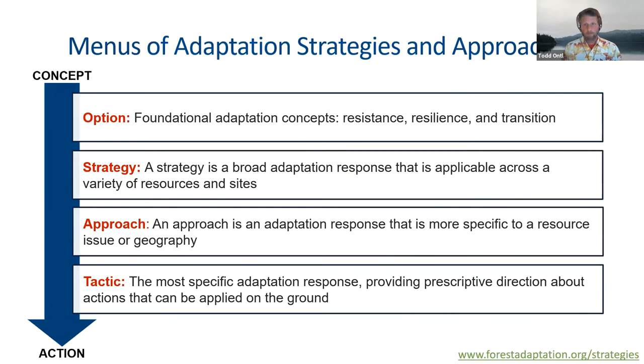The menus translate broad concepts of adaptation into specific tangible actions by taking that comprehensive synthesis that we provide and then giving it to people in a tiered structure that organizes the information, right? So at the highest level are our adaptation concepts or adaptation options that build off of these concepts of resistance, resisting climate impacts, or resilience, that rubber band idea that Danielle talked about and is the foundation of a lot of sustainable forest management, as well as transition. So intentionally transitioning the system to something different that's adapted to future conditions.